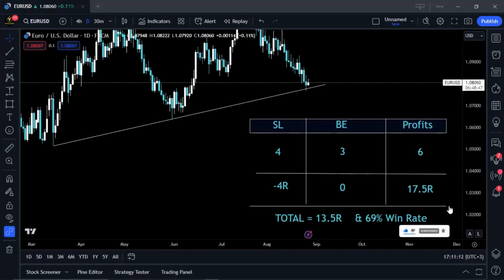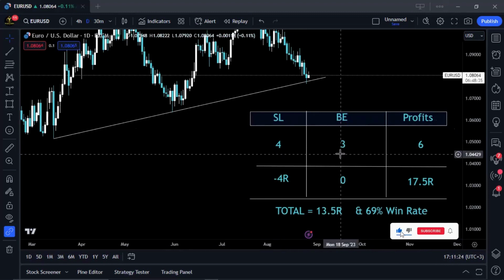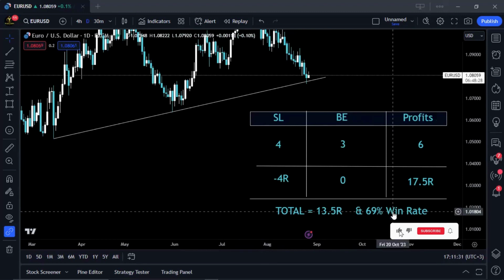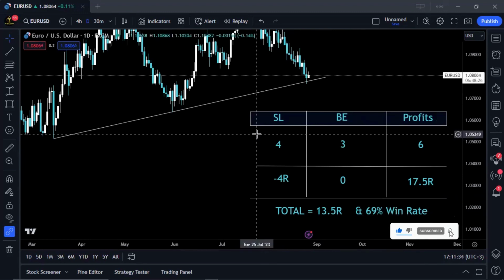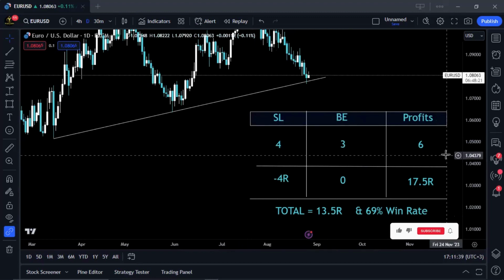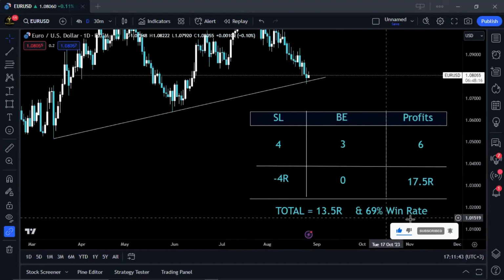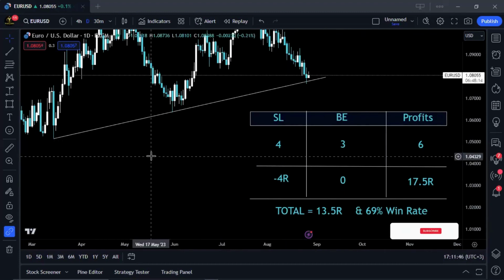So the win rate is good, but for instance, most of the trades that we took in August, we had only 3 trades in August. 2 of them were stop losses and 1 was break even. And August has been the worst month for us amongst these 3 months. So we would have had a better winning rate, but we can't avoid the losses in the market. So yeah, we had 4 losses, 3 break evens, and 6 trades that we closed in profit. It's not a bad win rate, but let's see what we can improve.